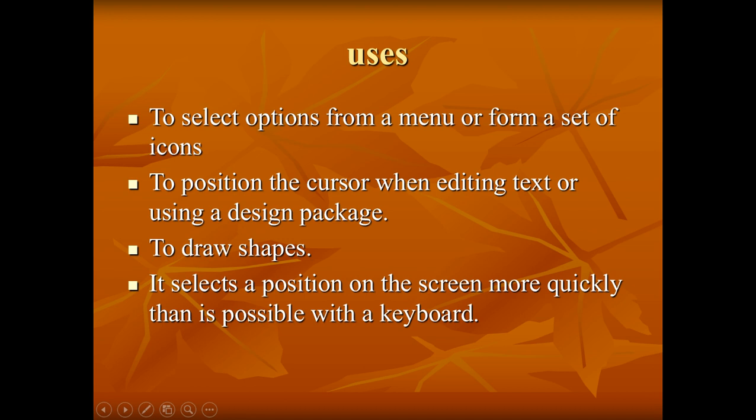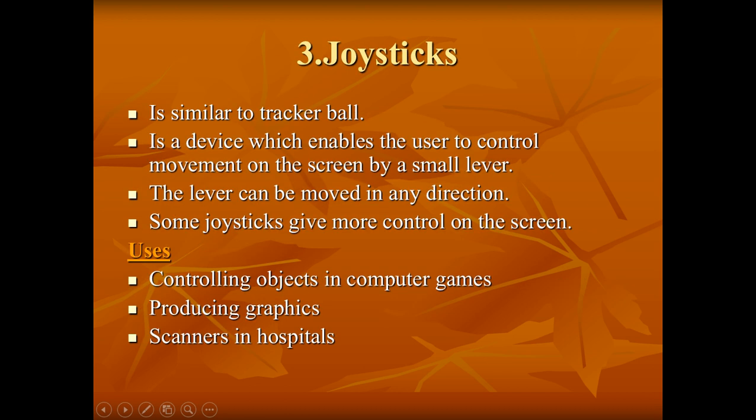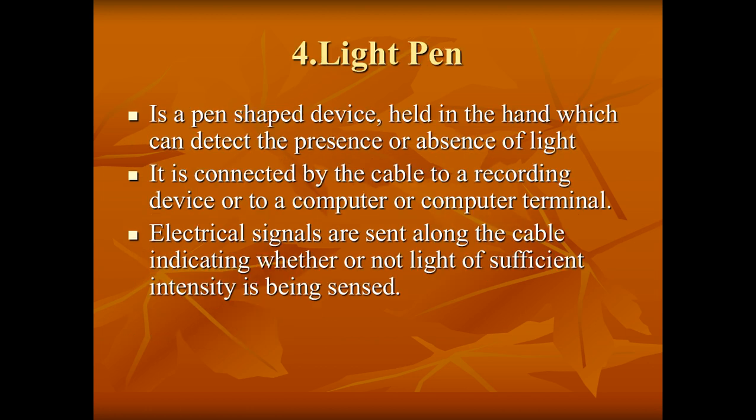Joystick. Now the joystick is used for playing games. You can control up, down, left and right movement. Inside that one is a lever, a small type of lever. It is used for controlling objects in computer gaming, producing graphics, and scanners in the hospital. Light pen is used to design shapes on the screen. It is a pen-shaped device held in the hand which can detect the presence or absence of light.